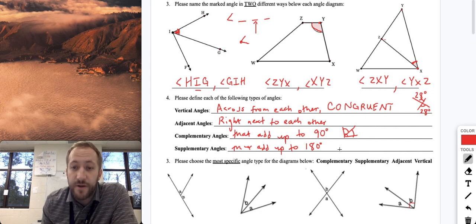If we had a supplementary set of angles, we'd have a straight line. It's the worst straight line I've ever drawn. Just go with it, pretend it's straight, okay?